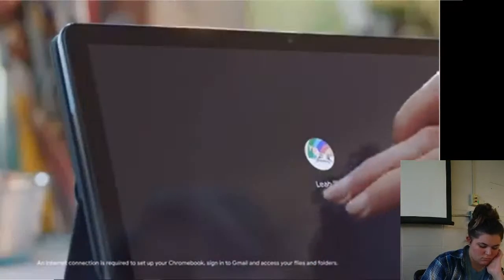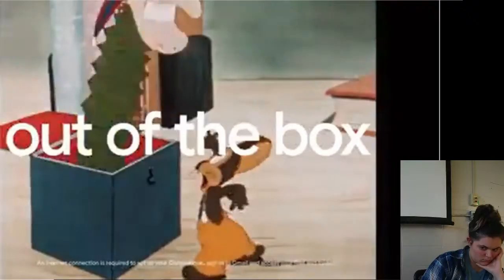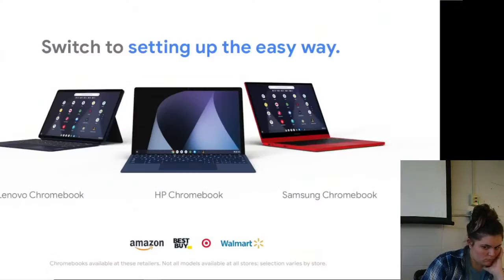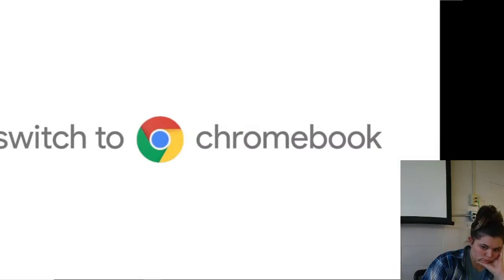Chromebooks are seriously easy to set up, right out of the box. Just sign in with your Gmail and bing. All your files are right there. Now get out, because you're good to go. Switch to setting up the easy way. Switch to Chromebook.